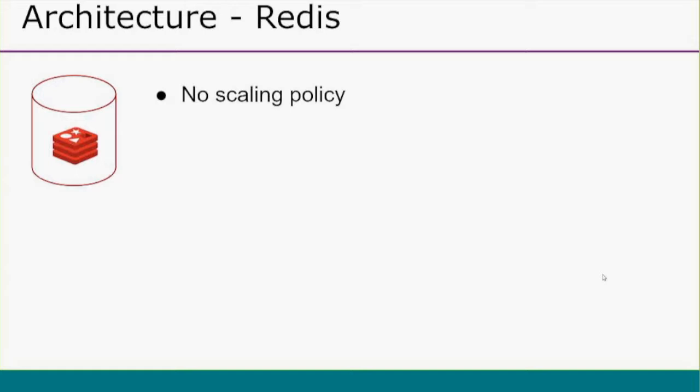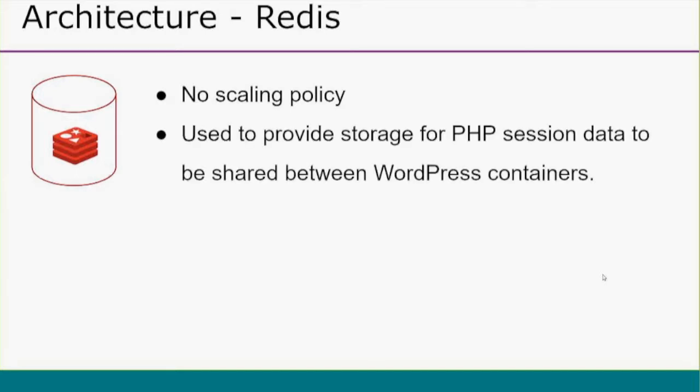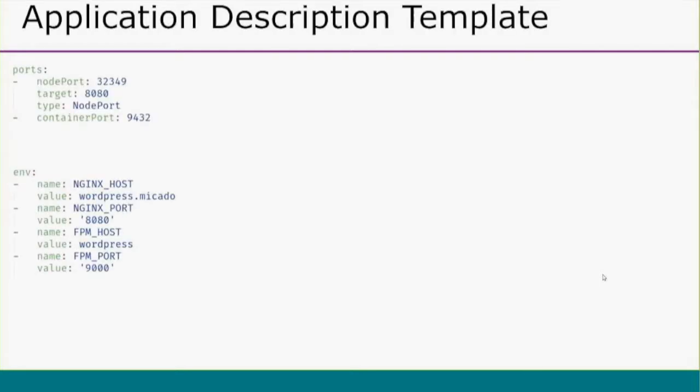We also have a Redis container. There's no scaling policy on this, and this container is just added because by default, PHP session data, which is what is used when users are logged into a WordPress account, is stored to the file system. And as James has already mentioned, we want to make sure that our containers are stateless. And in this case, we can use Redis as an alternative storage method.